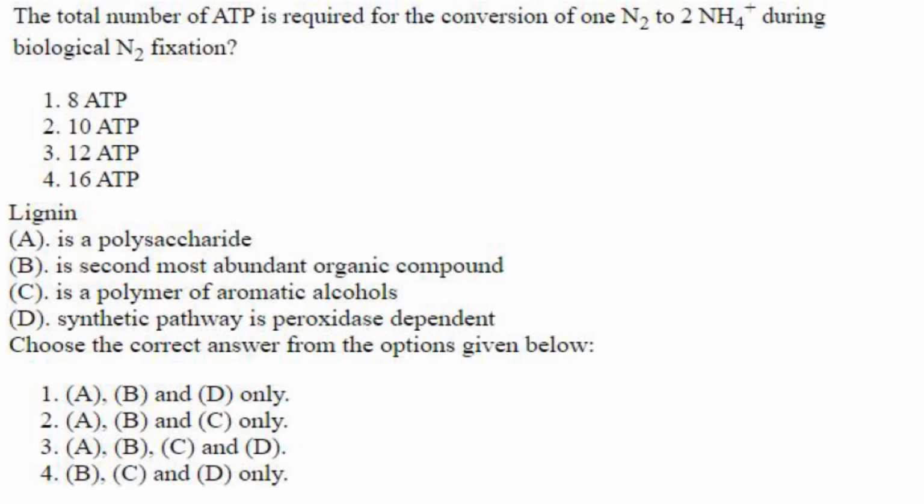Now coming to the next question: the number of ATP required for the conversion of 1 N2 to 2 NH4 during biological nitrogen fixation. So here they have asked how much ATP is required for nitrogen fixation. It is 16 ATP molecules. So answer is 4.